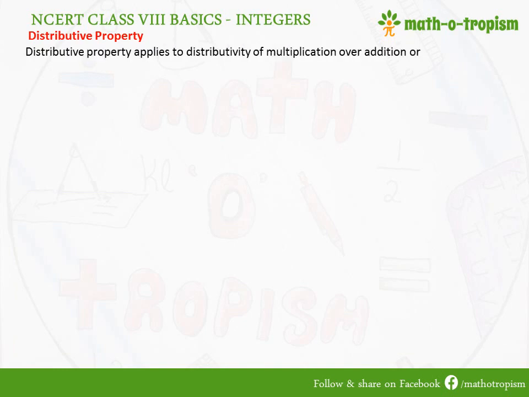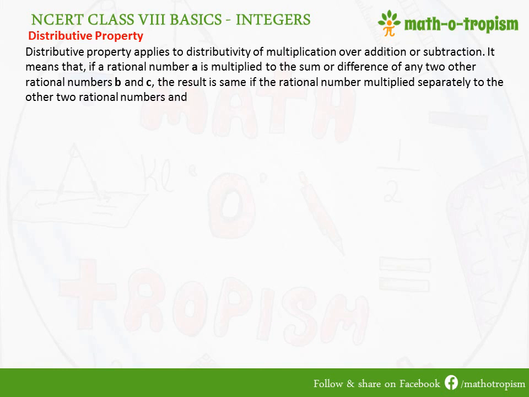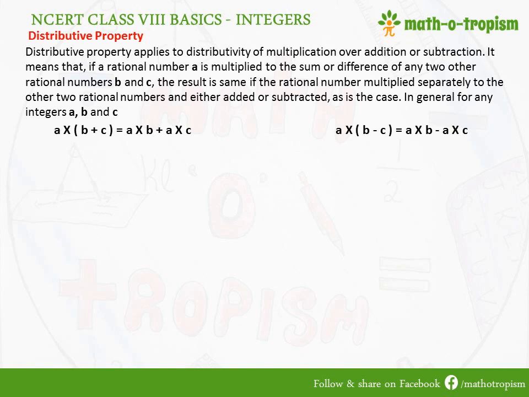Going to the distributive property, it means that when a number is multiplied to the sum or difference of any other two rational numbers, the result is the same if the rational number is multiplied separately to the two other rational numbers and then either added or subtracted, as is the case. That is, for example, if a into (b plus c) is given, it will be the same as a into b plus a into c. Similarly, a into (b minus c) is also equal to a into b minus a into c.